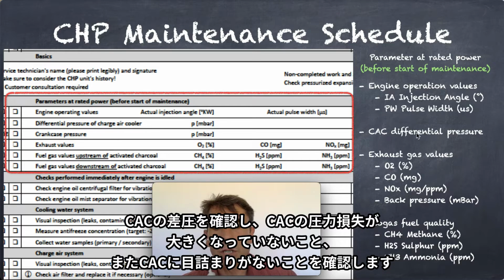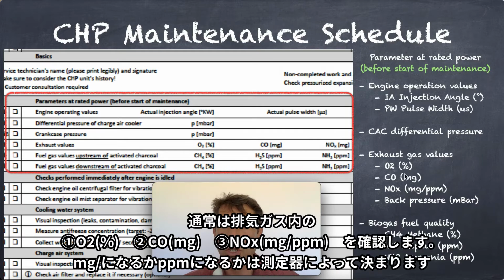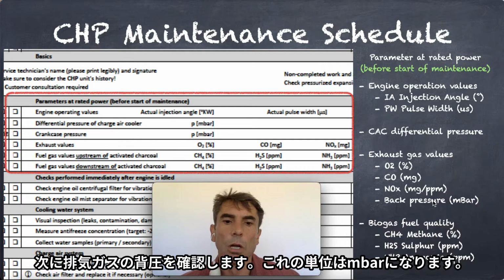Then we have the charge air differential pressure, to analyze if we have any pressure drop or blockage in the charge air cooler. Then we have the exhaust gas values. We usually focus on O2 content, CO content in milligram, NOx in milligram or ppm, depending on what measurement tool we use. And then we have the back pressure, where we can measure the back pressure in the exhaust gas in millibar.